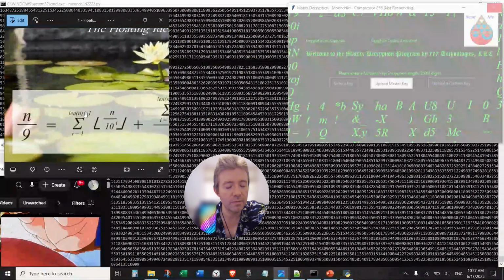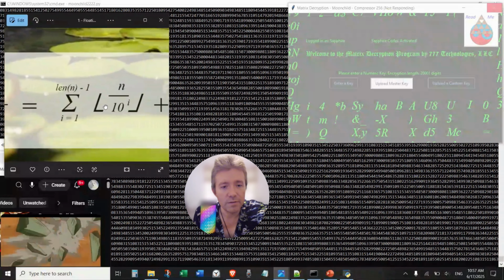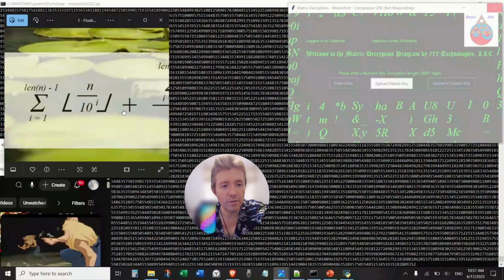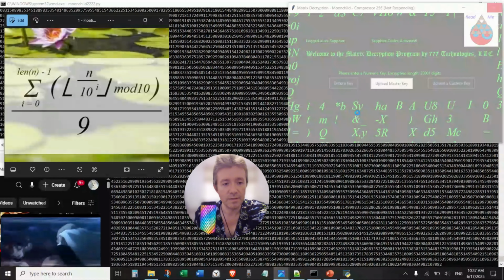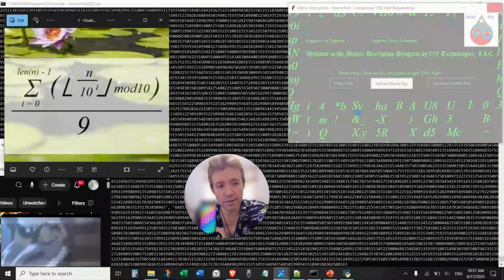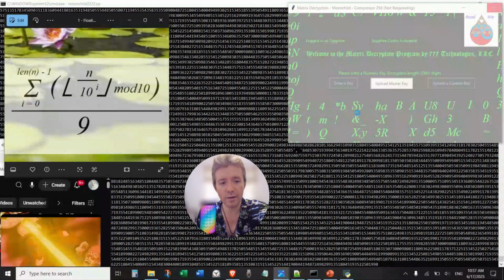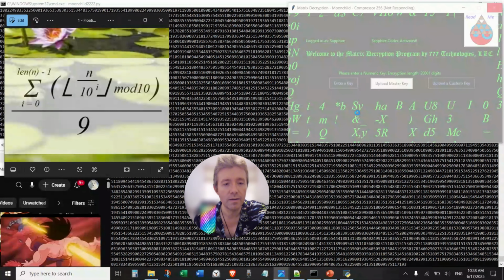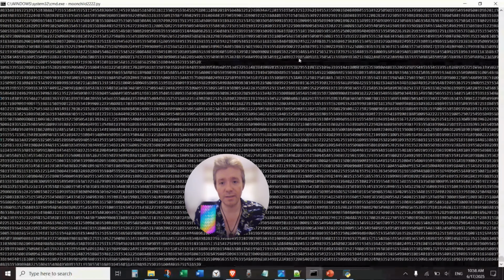Yeah, n over 9 is equal to sigma of the floor of n over 10 with the index running from 1 up to the length of n minus 1, plus sigma of the floor of n over 10 to the I times mod 10 with the index running from 0 up to the length of n minus 1, over 9. That can be recursed, resulting in limitless information fidelity.